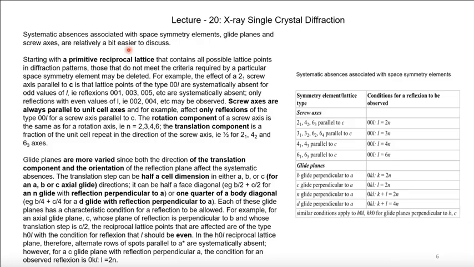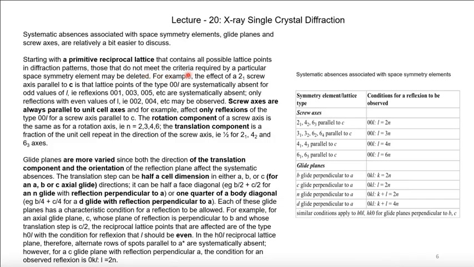And then we proceed to collect the data, and after that we reduce the data, which we call data reduction. So when we are associated with space symmetry elements, we know that we have glide planes and screw axes. A primitive lattice, the reciprocal lattice, contains all possible lattice points in the diffraction system.